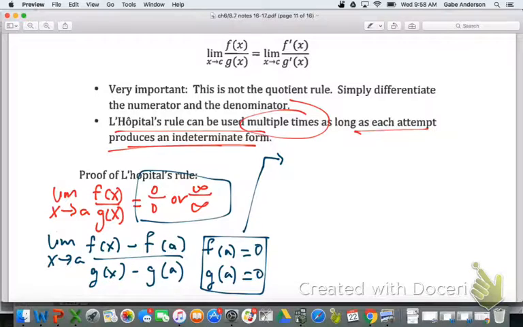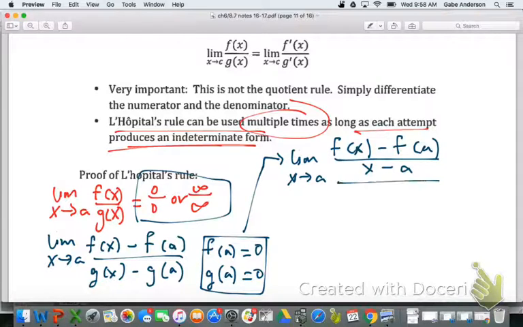So I'm going to write this as limit as x approaches a, and it's going to be f of x minus f of a. I'm going to divide that by x minus a, over g of x minus g of a, over x minus a. I've just divided top and bottom by x minus a, right?